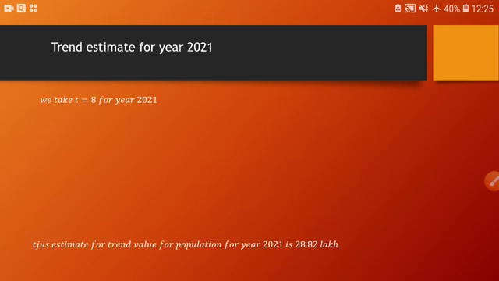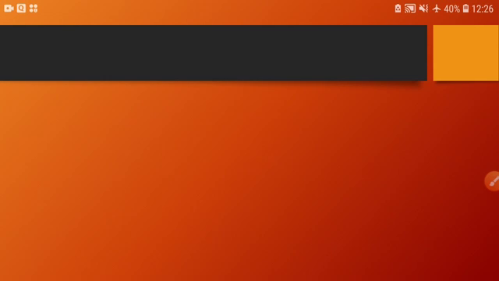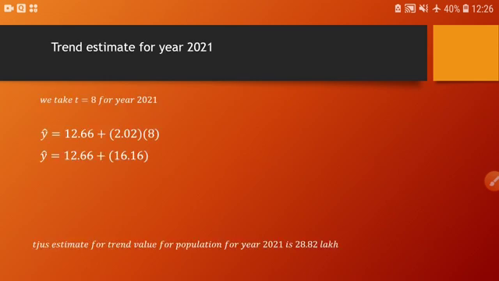So let's take t is equal to 8 for year 2021. So you will multiply 2.02 into 8, which is 16.16. 12.66 plus 16.16 is 28.82. This is the answer for the third question. The estimate for trend value for the population for year 2021 is 28.82 lakhs.